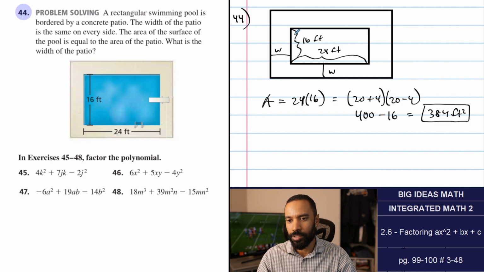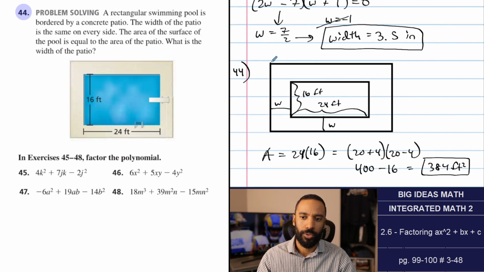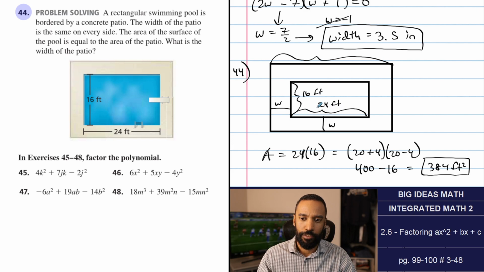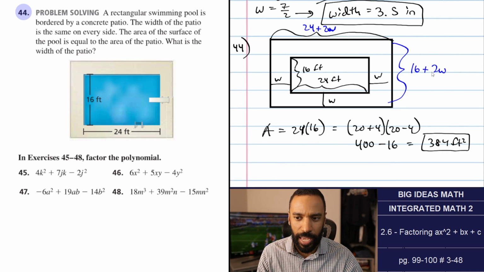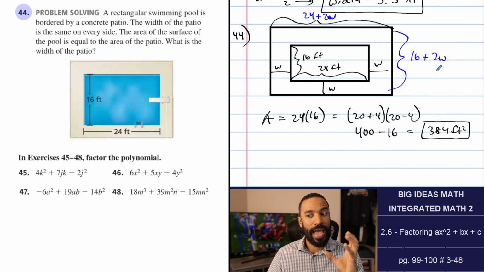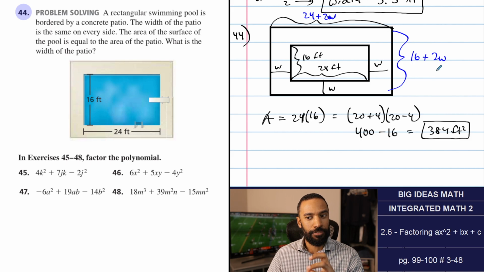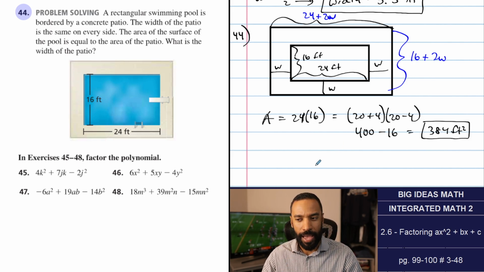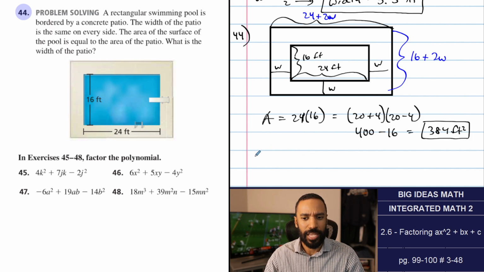The patio's whole length here, you take the 24 plus 2 W's. This is 24 plus 2W. I should really say 2W plus 24, but that's okay. And then this whole height, for example, is 16 plus 2W. Again, I like to sight read these problems. Now, if I take that and I subtract the area of the pool, I will get the area of the patio, which is the same. But that's kind of a nice setup for this as well.